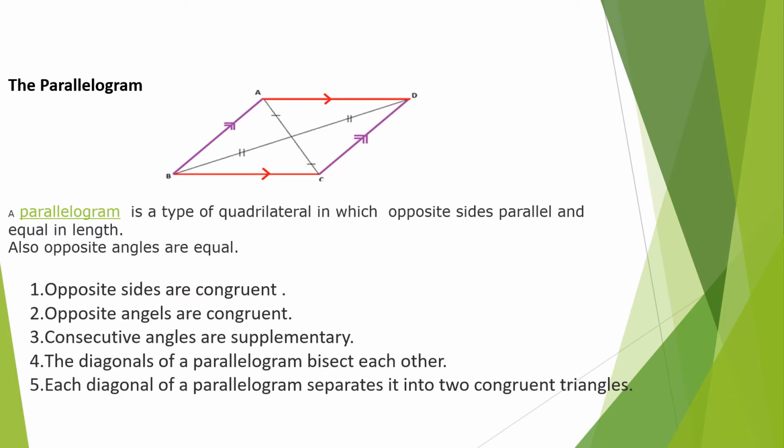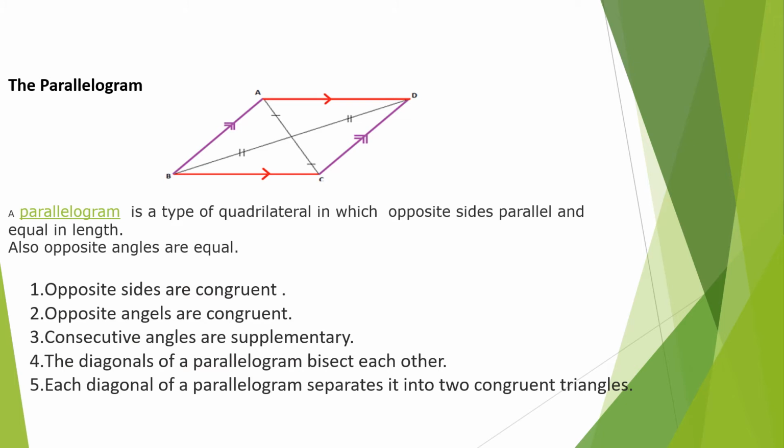Children, now let us know about the properties of parallelograms. The first property is opposite sides are congruent. The word congruent means equal. In a parallelogram, opposite sides are equal. The second property is opposite angles are congruent. Opposite angles are congruent means opposite angles are equal.